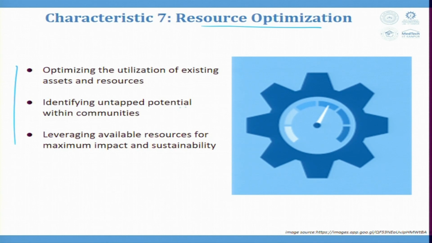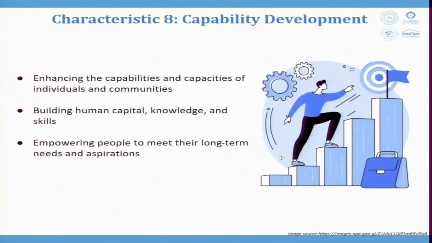Then identifying untapped potential within the community. Within the community there might be youth, there might be a segment of people who are very good at doing any business. So, identify them, tap them and then get the best out of them, leveraging available resources for maximum impact and sustainability. So, capability development, enhancing the capability and capacity of individuals and community, is part of the 8th characteristic. Building human capital, knowledge and skills, empowering people to meet their long term needs and aspirations.